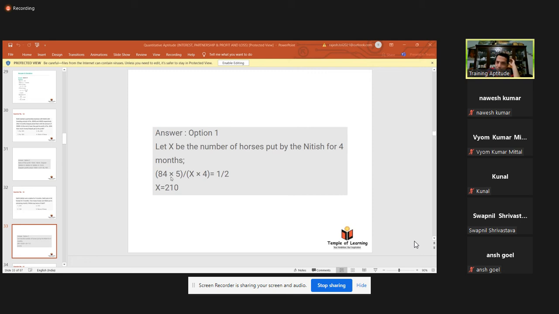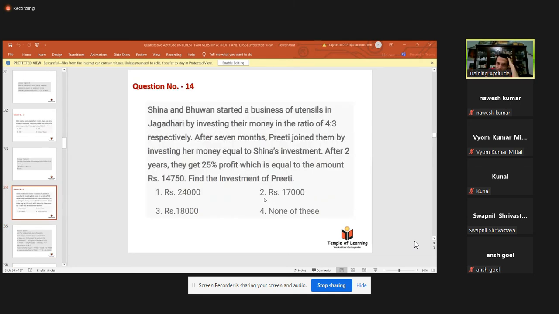You see, Sahil is one part and Nitish is 2 parts, x into 4. Perfect. Okay. Let's try and finish as many questions as possible because tomorrow we have to do profit and loss, which is a very, very important topic. And if we are left with 2-3 questions, it's okay. But otherwise, we'll be saving time.